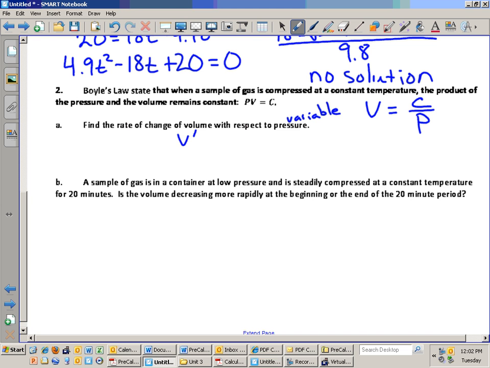Well, this is just a number, and this is a variable. So it would be something similar to say, 3 over x. If you were to take the derivative of that, not 0, watch what we'll do. V is equal to C times P to the -1, correct? So that means that V prime is equal to, what do I do with the -1? Drop it in front, so -C times P to the -2. Or V prime is equal to -C over P squared.